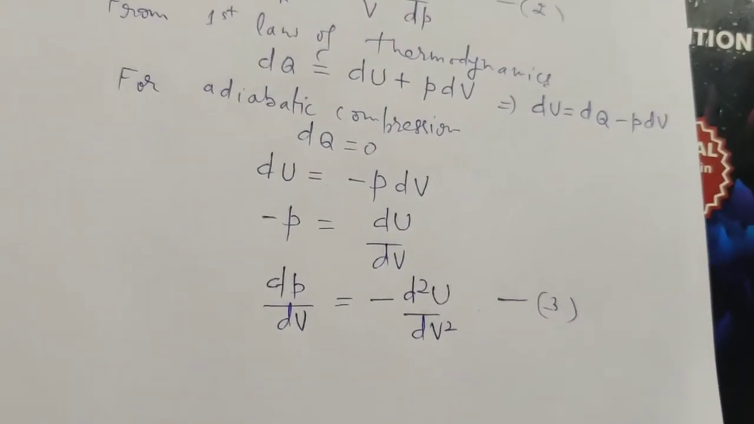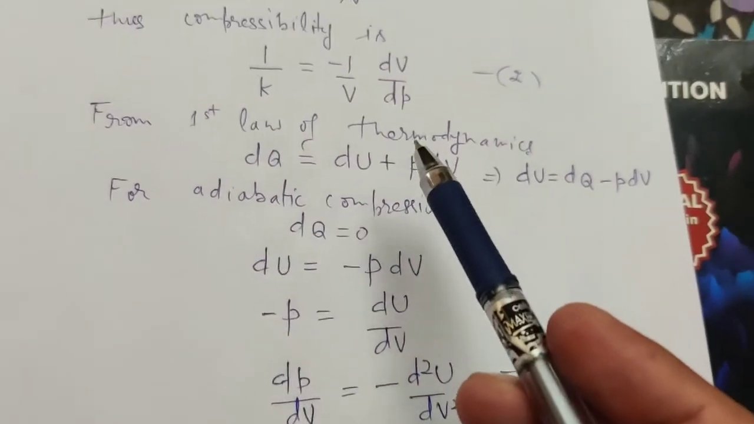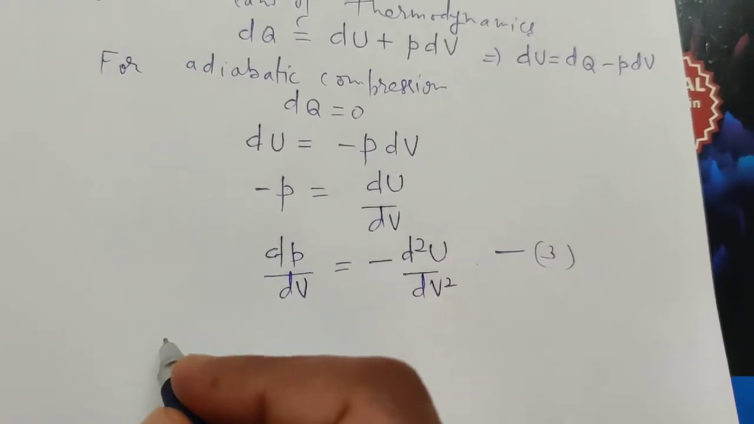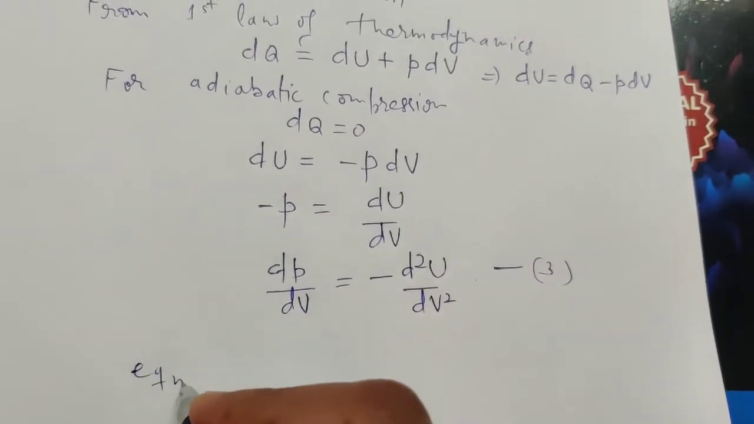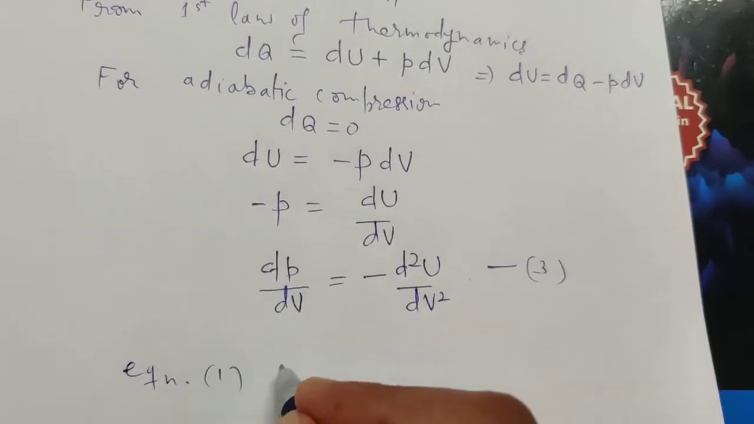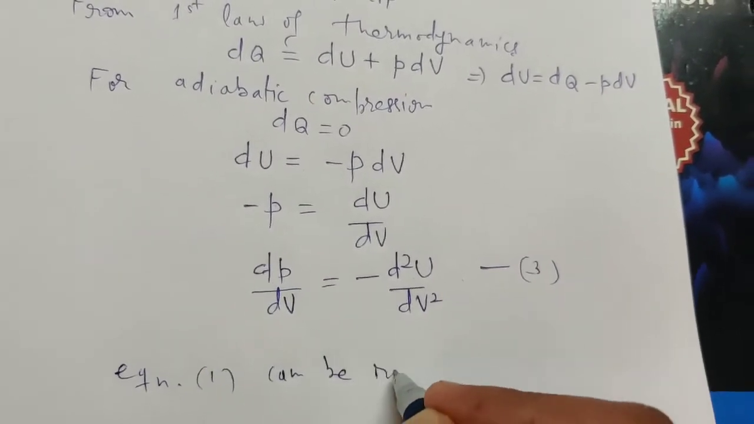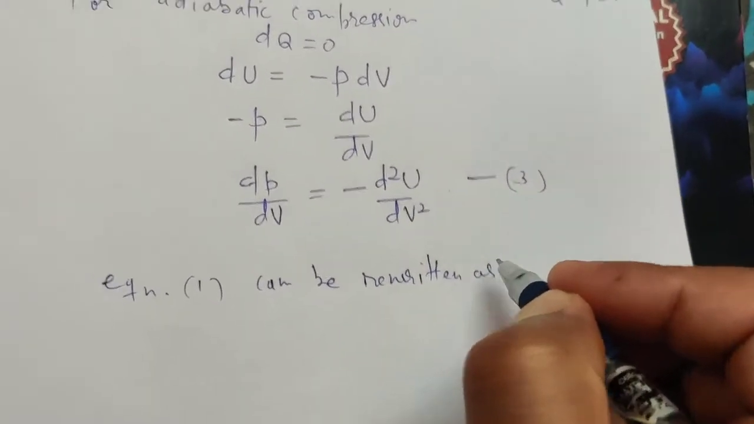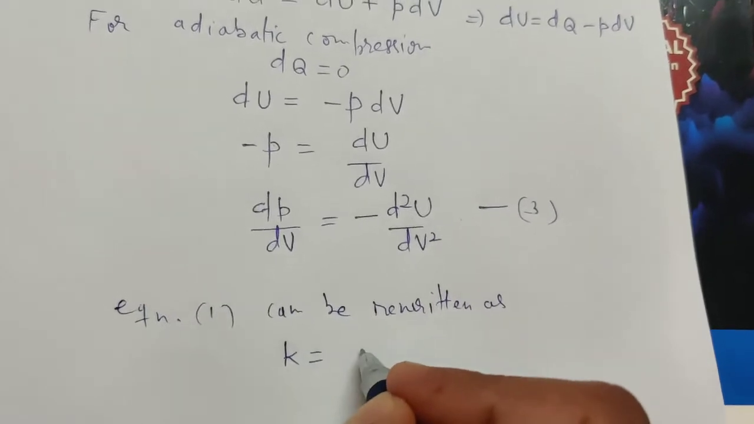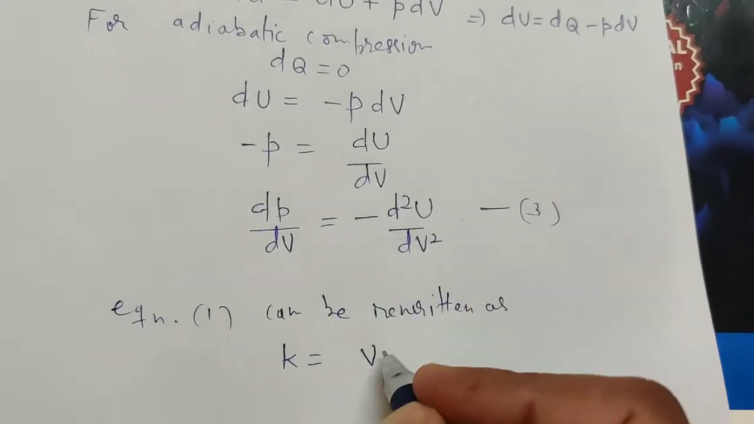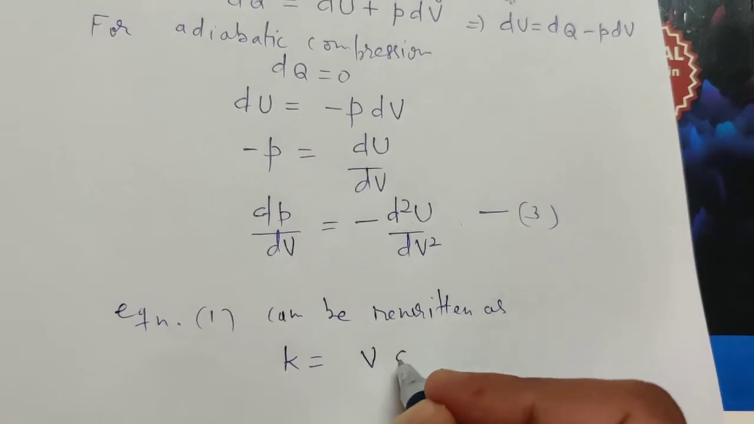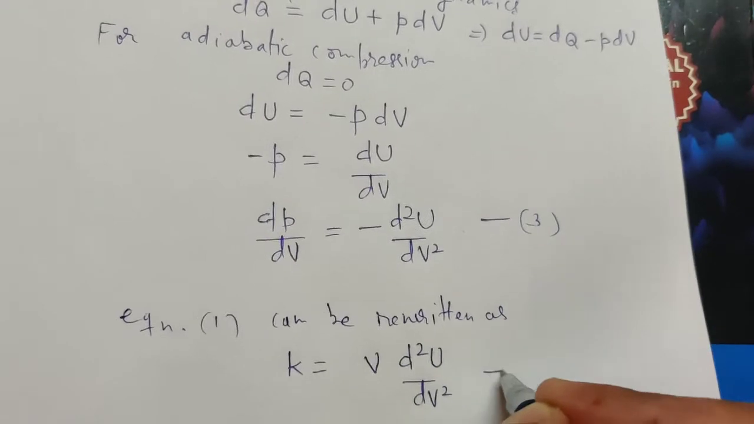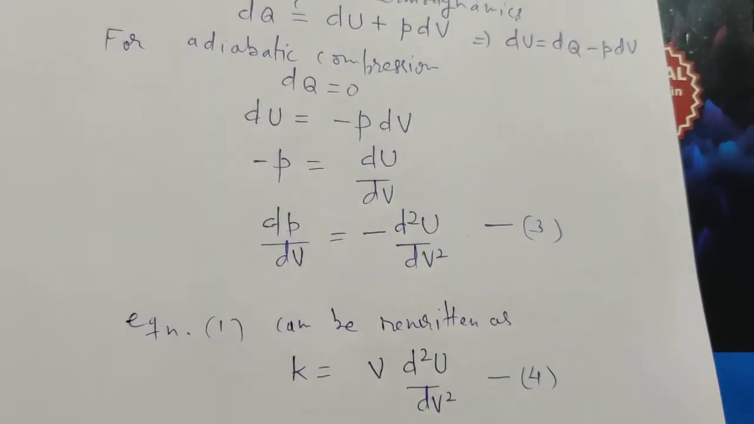Now putting this equation into equation number 1, equation 1 can be rewritten as K will be V, minus minus cancels, V into d squared U upon dV squared. This is equation number 4.